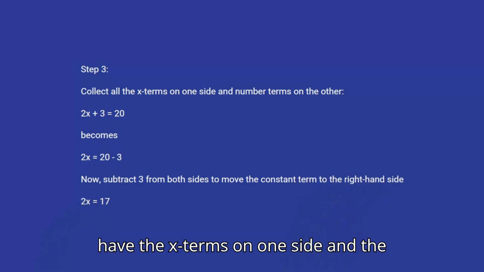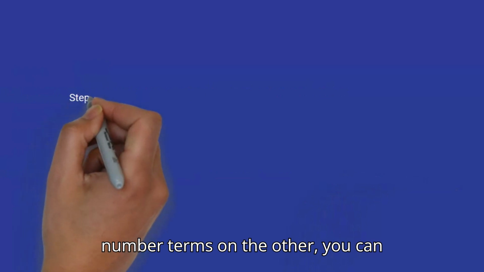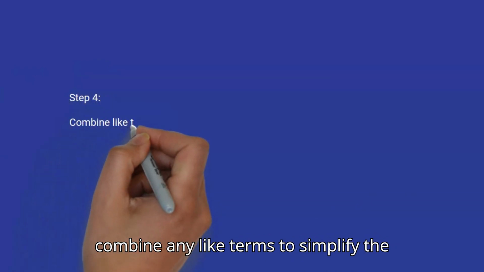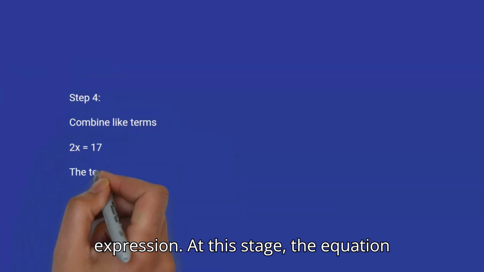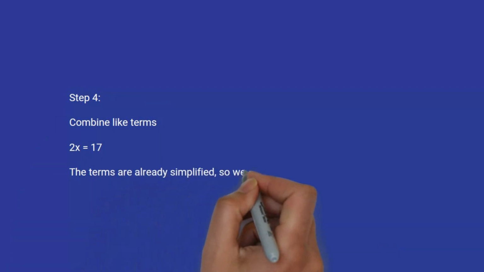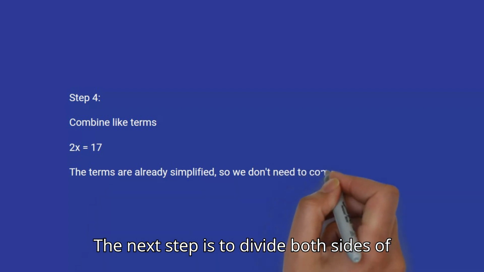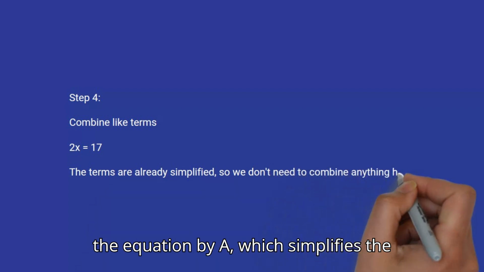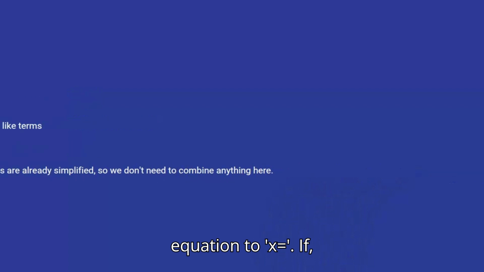Once you have the x terms on one side and the number terms on the other, you can combine any like terms to simplify the expression. At this stage, the equation will typically take the form ax + b = c. The next step is to divide both sides of the equation by a, which simplifies the equation to x equals.